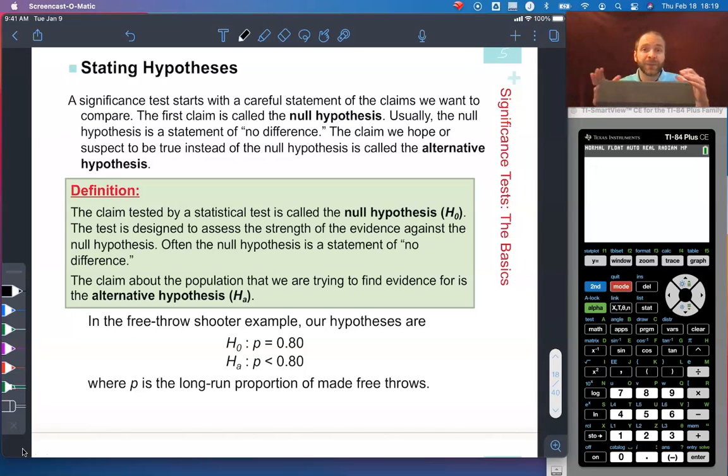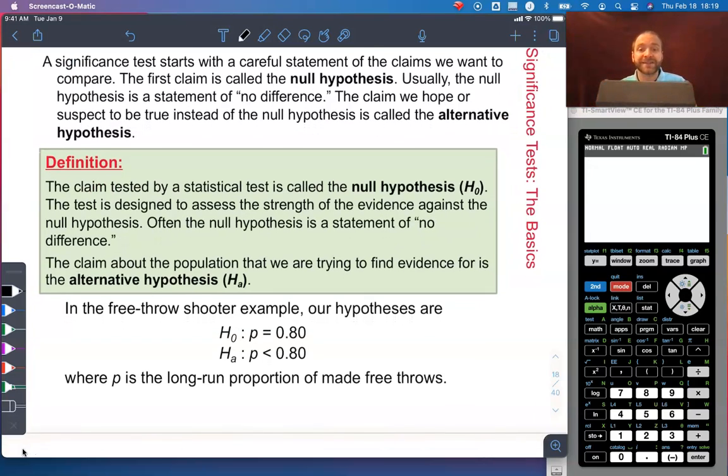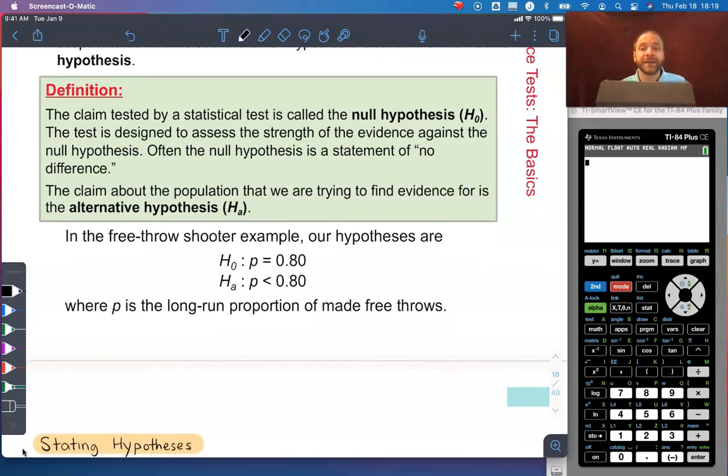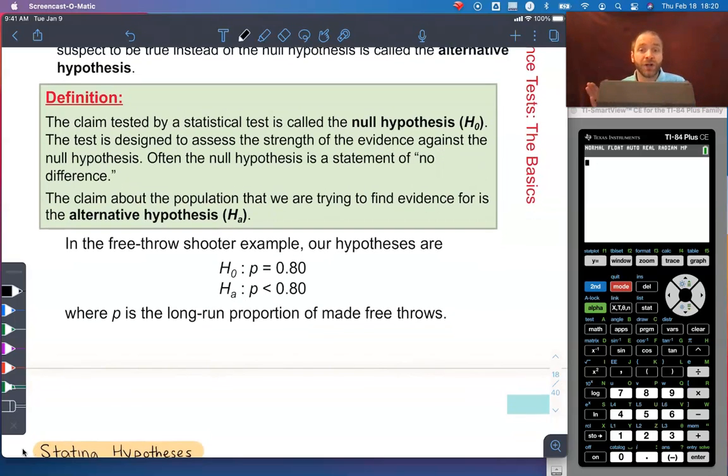So in this example that we have with the free throw shooter, this represents our hypotheses. H sub O, the null, is that he was an 80% free throw shooter. P equals 0.80. H sub A was that we observed less than that. P less than 0.80. And we also have to define what P is in context. It's the long run proportion of free throws made. So this is an example, by the way, of the state step here. We are stating our null hypothesis and our alternative hypothesis.